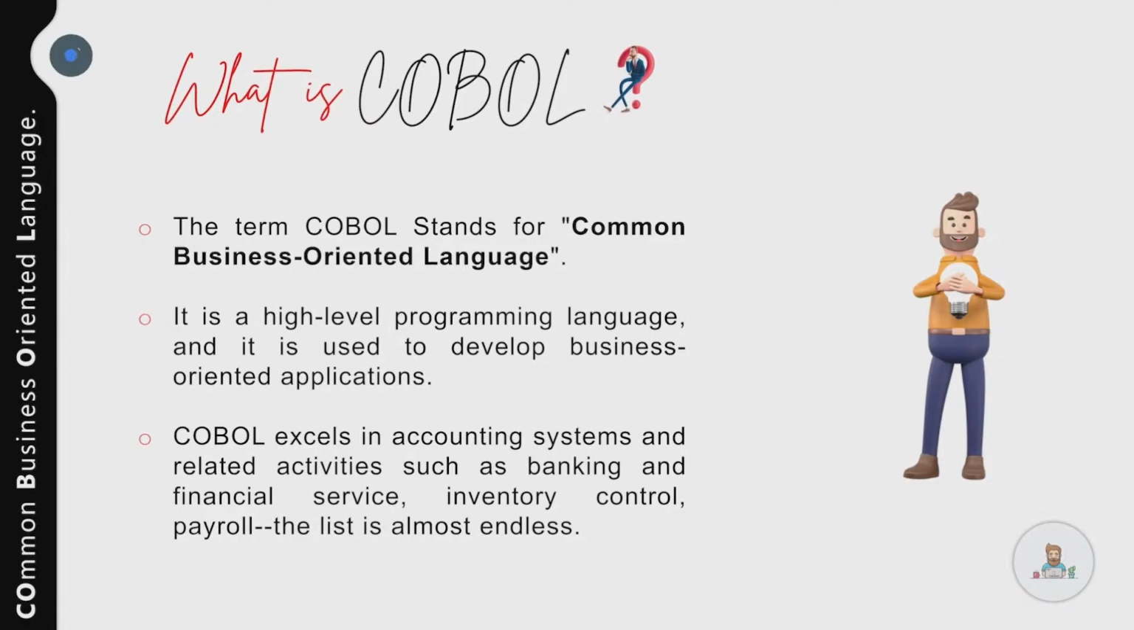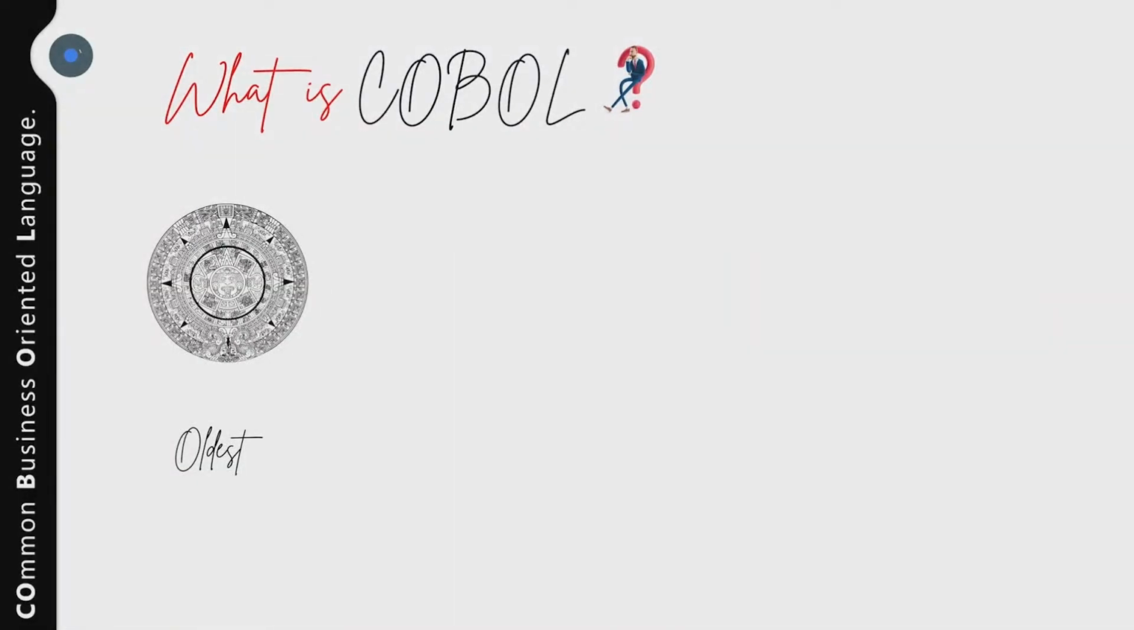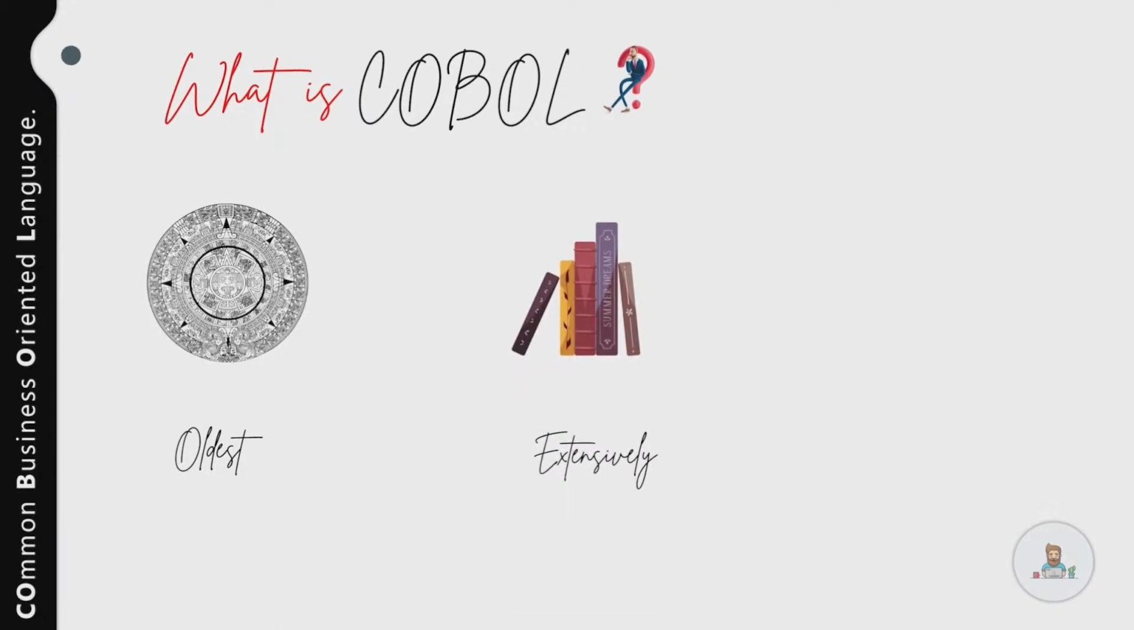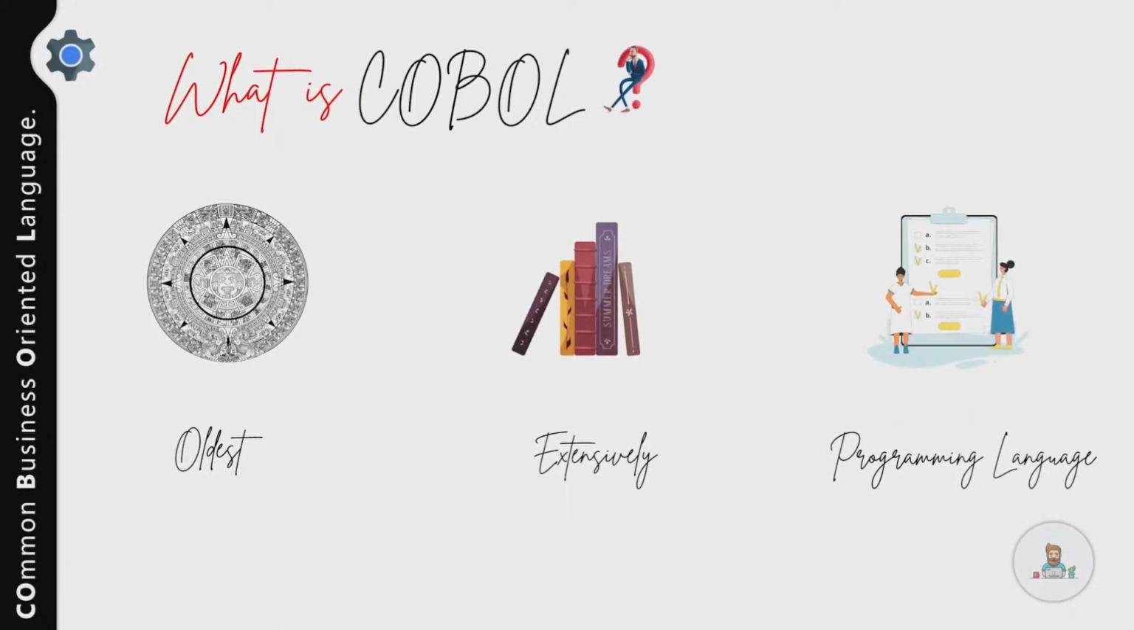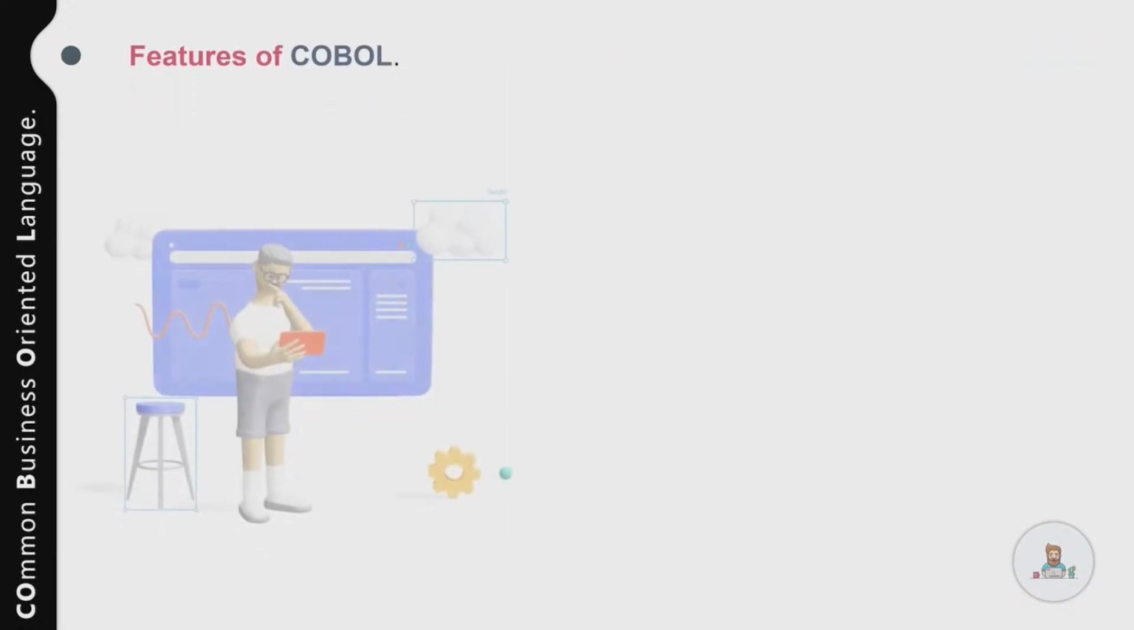So finally, COBOL is one of the oldest and most widely used programming languages. It is not only used on IBM mainframes, but it is also heavily used on Windows and the cloud computing platform. Now let's talk about the features of COBOL.